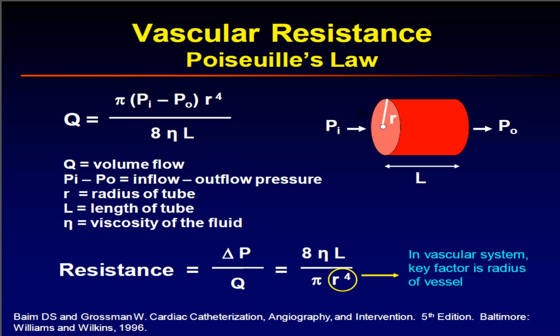So the distance, which is the left atrial pressure, minus the proximal, which is pulmonary pressure, divided by cardiac output, you get pulmonary vascular resistance. Okay. What about systemic vascular resistance?